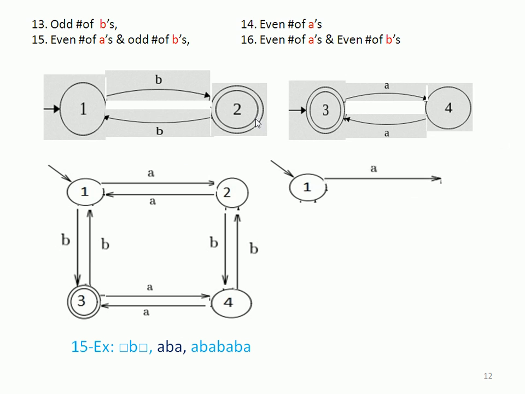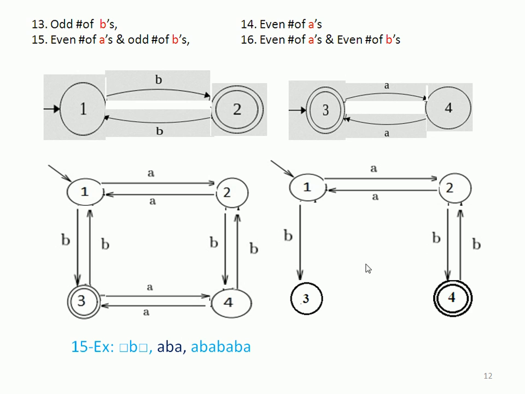Anyhow, come to the 16th problem. Start with the initial state, state 1. Given input, go to the second state, given input, go to the third state, then the fourth state. The fourth state becomes final, because the question here is even number of A's and even number of B's. So we have to change the title to odd number of A's and odd number of B's. Here the state diagram is designed for odd number of A's and odd number of B's.